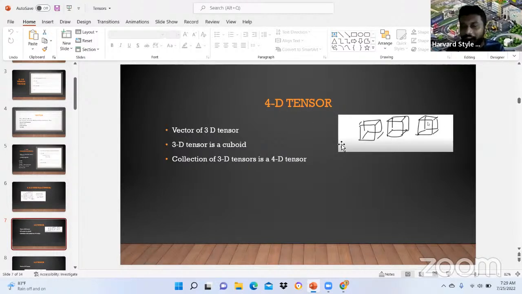Okay, guys. Can you visualize the 5D tensor? This is another set of cuboids. Below this one, you can put another set of cuboids. Above this one, you can put another set of cuboids. Like that, you can put collections of cuboids one after the other, top to bottom. That is the 5D tensor.